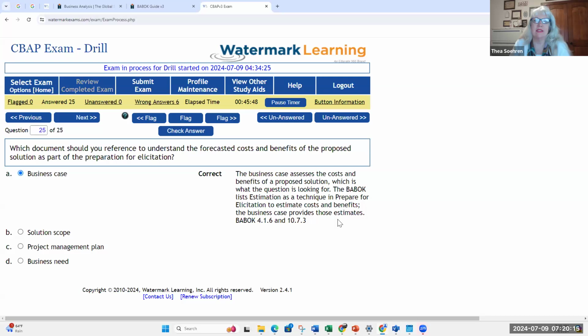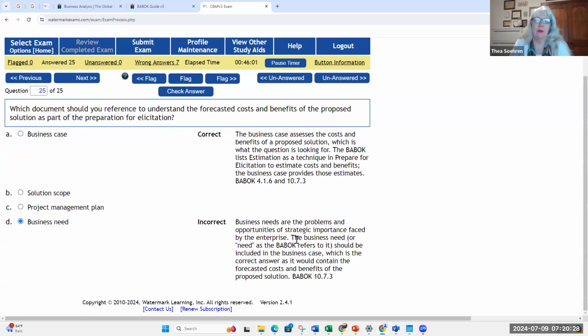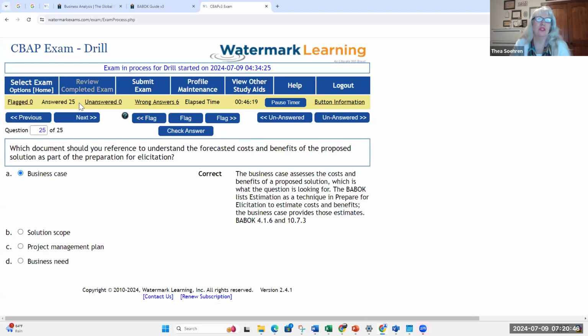The business case assesses the costs and benefits of the proposed solution, which is what the question is looking for. Let's check. It's D. The business needs are the problems and opportunities of strategic importance faced by the enterprise. The business need, or need as the BABOK refers to it, should be included in the business case, which is the correct answer, as it would contain the forecasted costs and benefits. So this is what we chose originally.